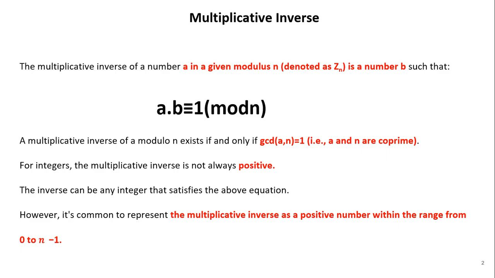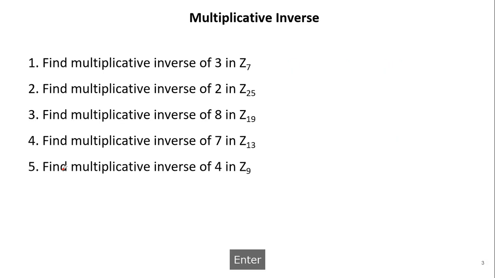For integers, the multiplicative inverse is not always positive. The inverse can be any integer that satisfies the above equation. However, it's common to represent the multiplicative inverse as a positive number within the range from 0 to n minus 1. Now we'll solve some problems on multiplicative inverse.